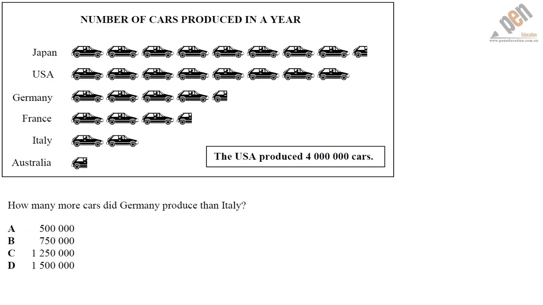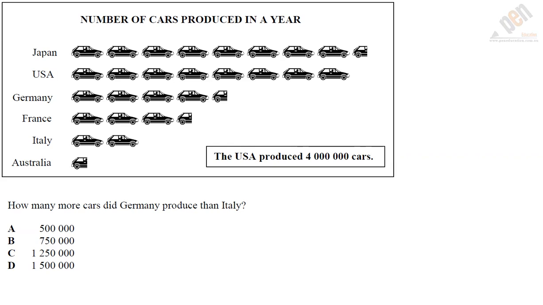Here's a diagram showing the number of cars produced in a year. Each country has the number of cars they produce represented by a little picture of a car. Now, each car is worth a certain number of real cars actually being produced. And we know from this little information given here, the USA produces 4 million cars.